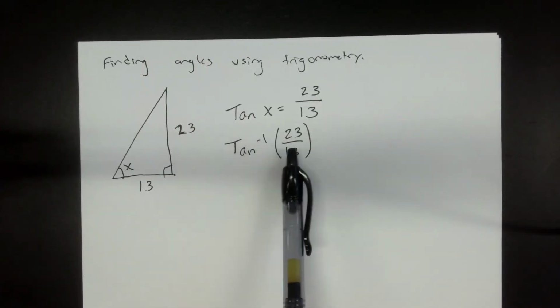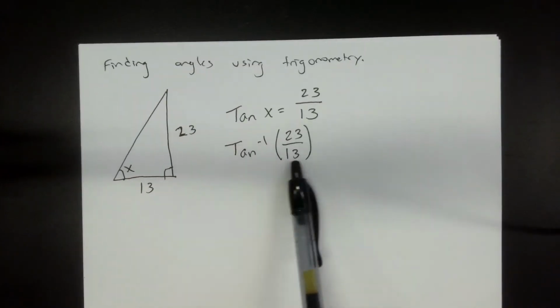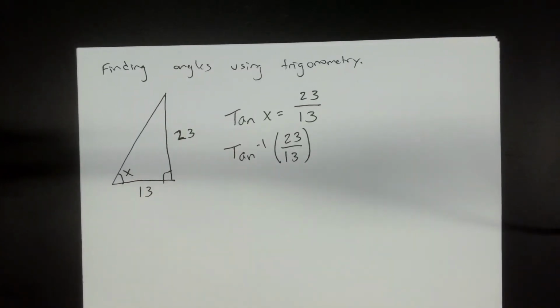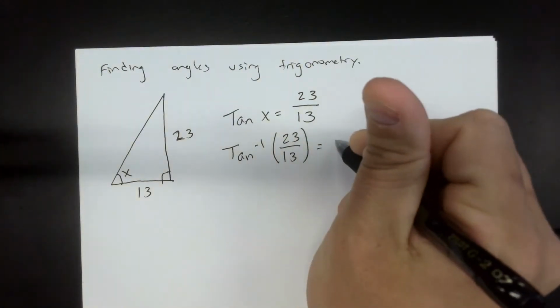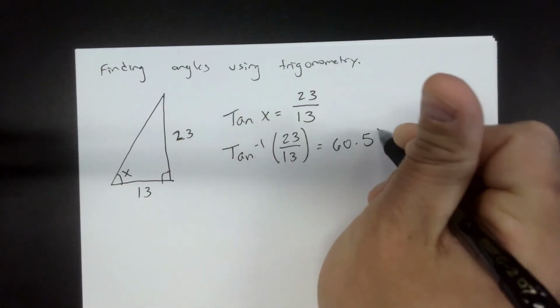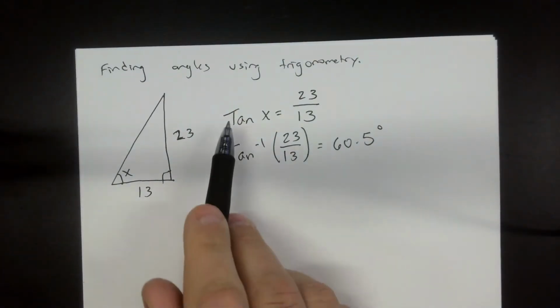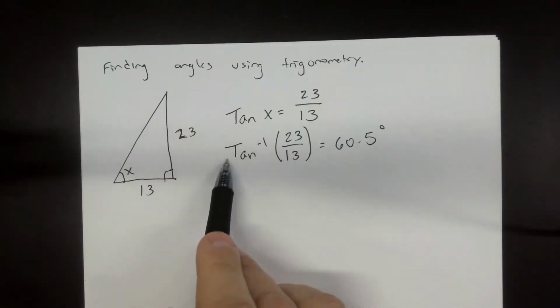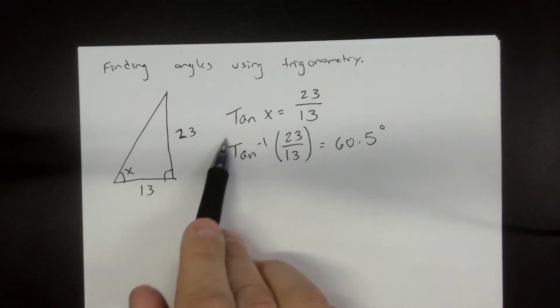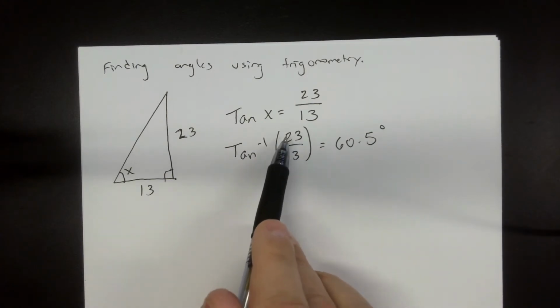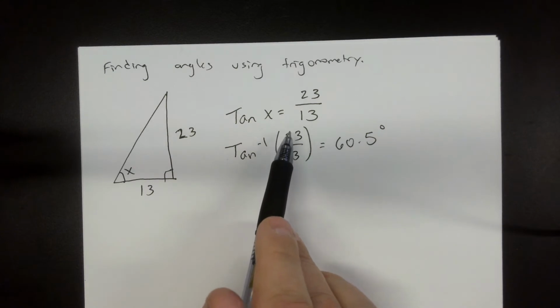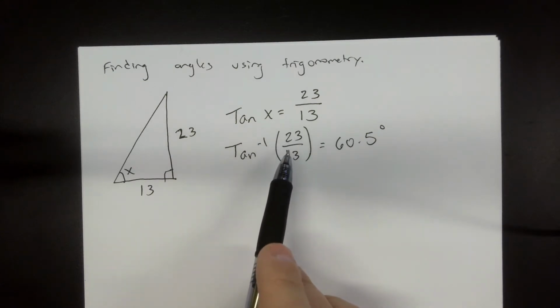Everyone type this in just like how I did right there. Go second tangent of 23 over 13. What do you get? 60 what? And that would be the measure of that angle. So go second, the tangent button, and you're going to get something that looks like this. Then did you go 23 divided by 13?